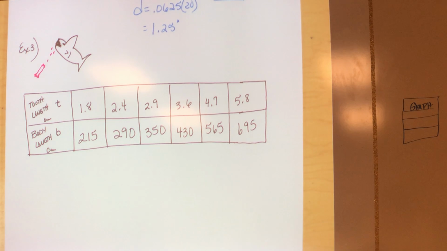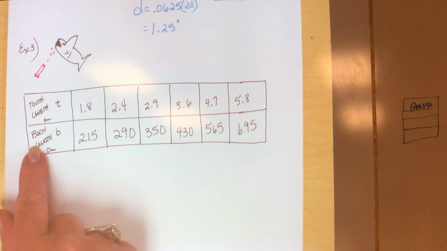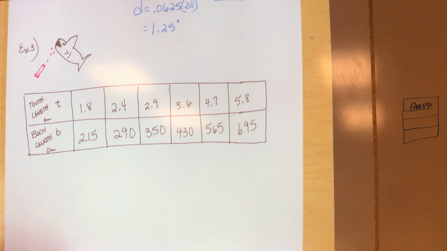Okay, so here's what I'm wondering. Do you think that there is a relationship, a direct variation possibly, between the size of a shark's body and the length of his teeth? Yes. You think so? I don't know, is there? I think there probably is. So just because I think there is, I'm gonna go, yeah, there is. No, you have to prove that there is, okay?